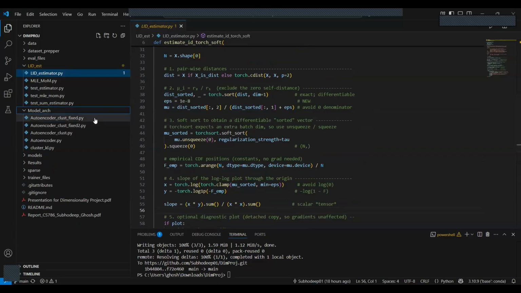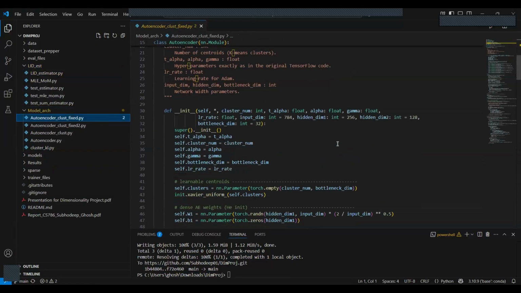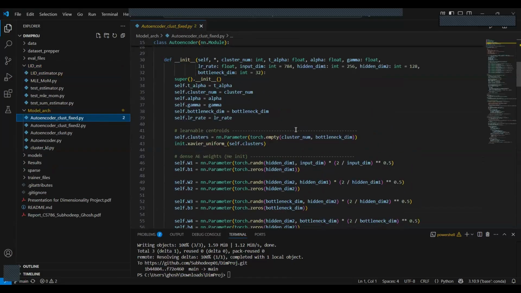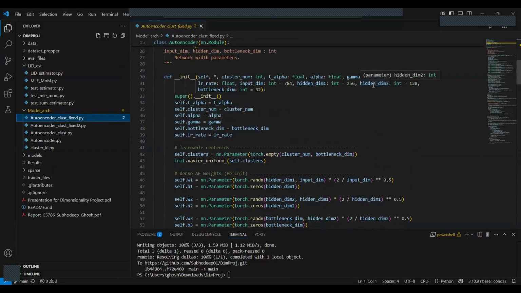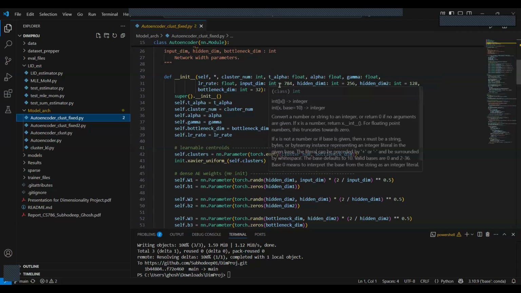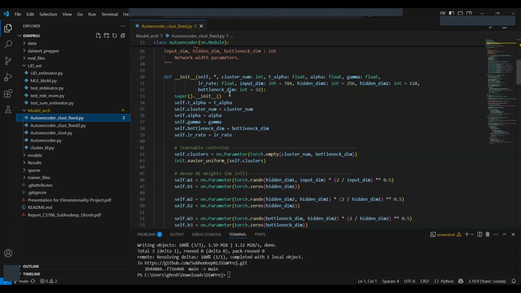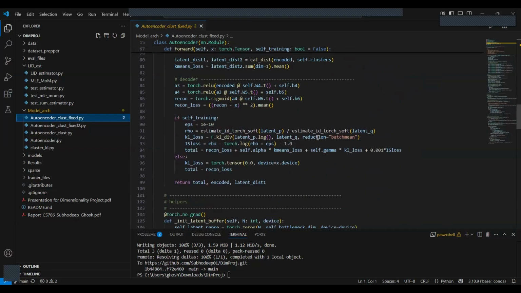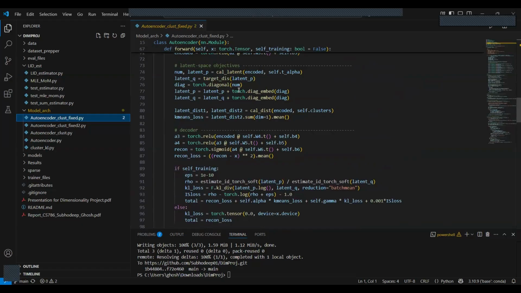And then let's look at the autoencoder. So this is the autoencoder. It has two hidden dimensions. Hidden dimension 1, hidden dimension 2. The input layer is 784 following the MNIST dataset feature size, and the bottleneck dimension has 32 dimensions. So this is the important part.